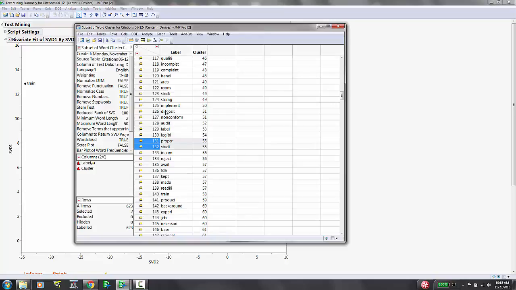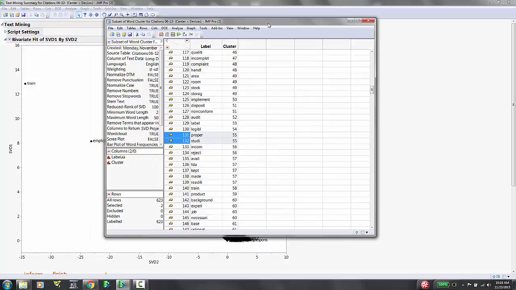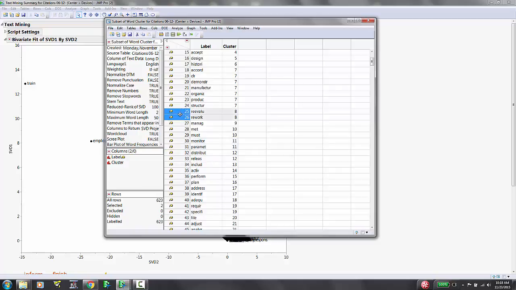If I look at clusters of words, I can see things like proper study. Was there a proper study done? Did you reject incoming? I'll show you a few more clusters. Here's one: monitor parameters. Do you have a system in place where you're properly monitoring your process parameters? Do you have a control mechanism in place for that? Reevaluate, rework: those are two words that I think would be expected to go together.